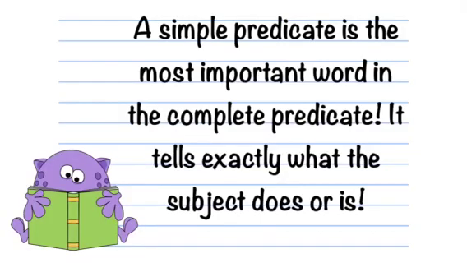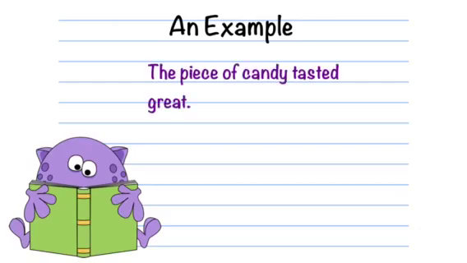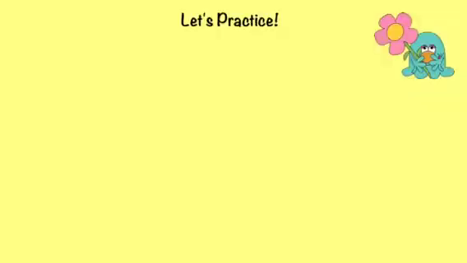Let's move on to the simple predicate. A simple predicate is the most important word in the complete predicate. It tells exactly what the subject does or is. It's that one word that you're looking for that is the action in the sentence. Let's go ahead and take a look at another example. In this sentence, the piece of candy tasted great. The word tasted is going to be your simple predicate. You need to ask yourself, what did the piece of candy do? It tasted.